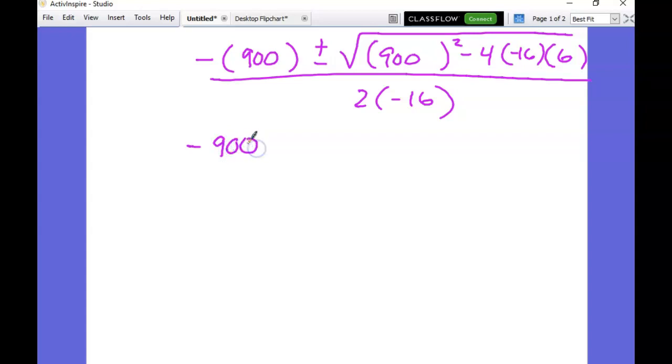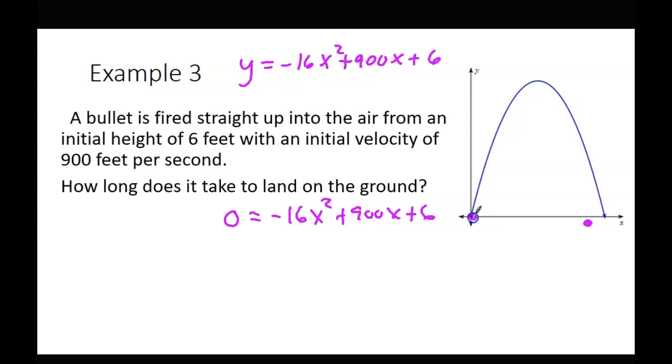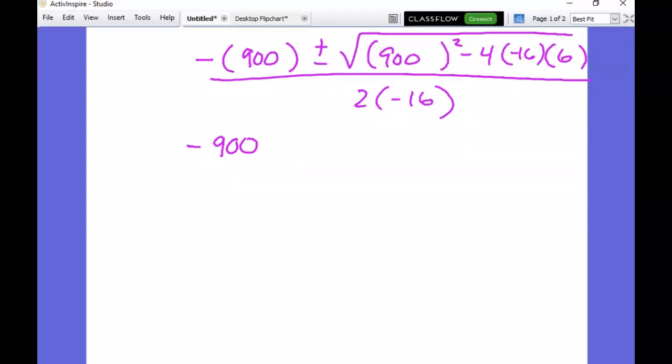Oh, by the way, before I go any further, another special note. You guys notice how there's 2 roots, right? Which one do you think I care about? The one when it lands on the ground. I only want the one that's farther to the right, the bigger root. So in this case, you don't need to do the minus because that'll just give you the smaller root. We only want the bigger root.